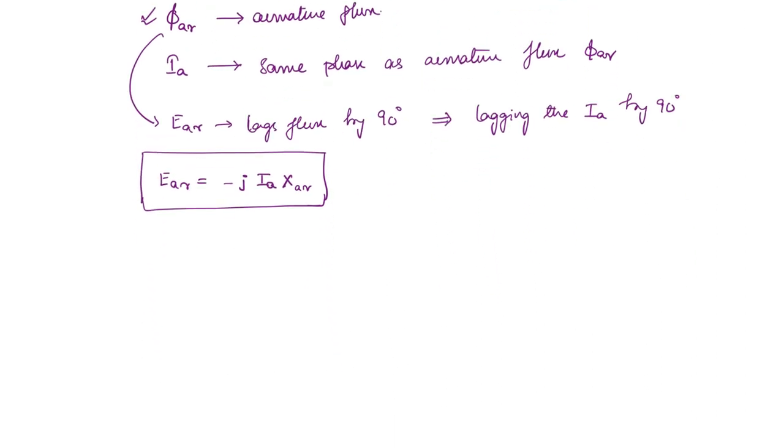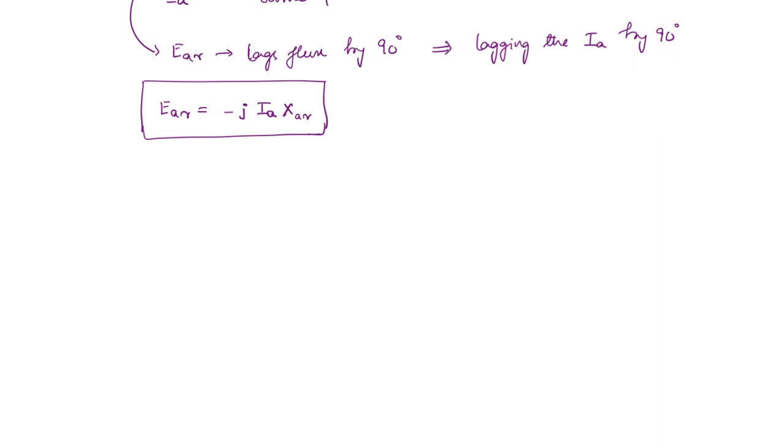Now what will be the net voltage available at the terminals? It is going to be E net is equal to the generated voltage, we write it as EG, plus EAR. This is the actual generated voltage only due to the main field flux.